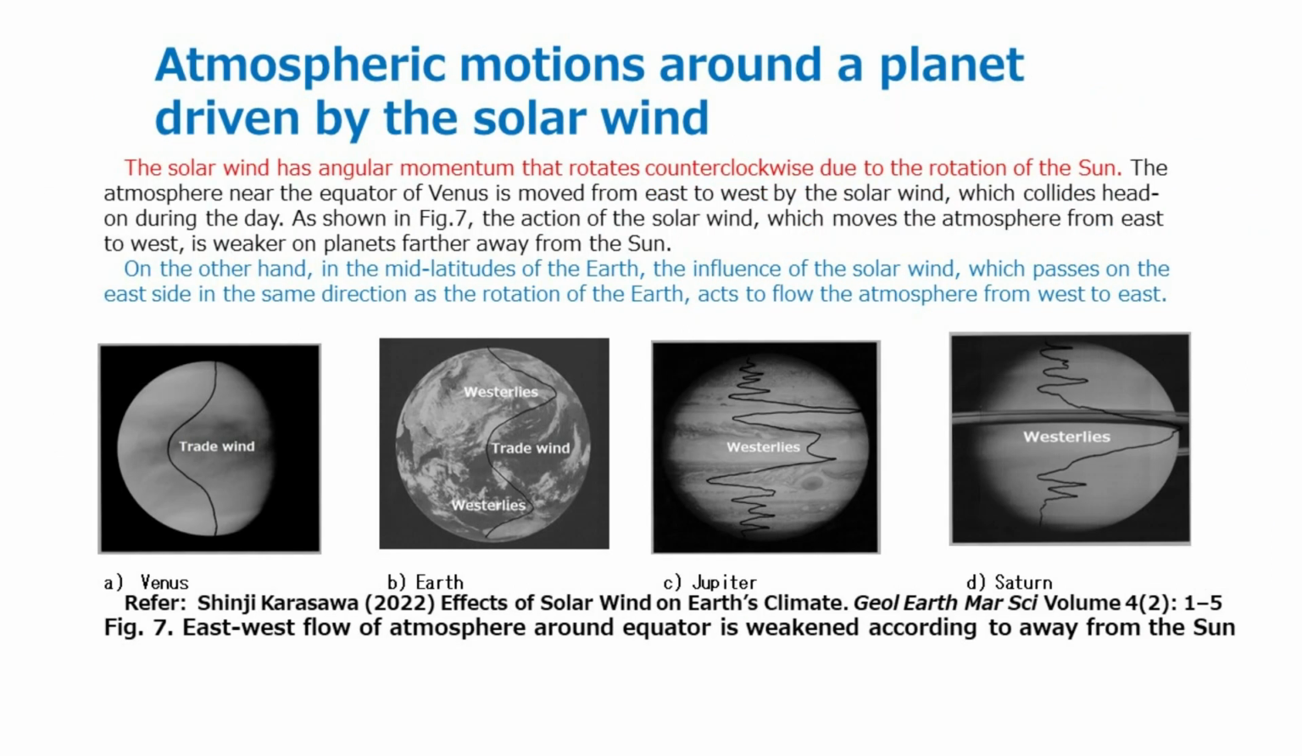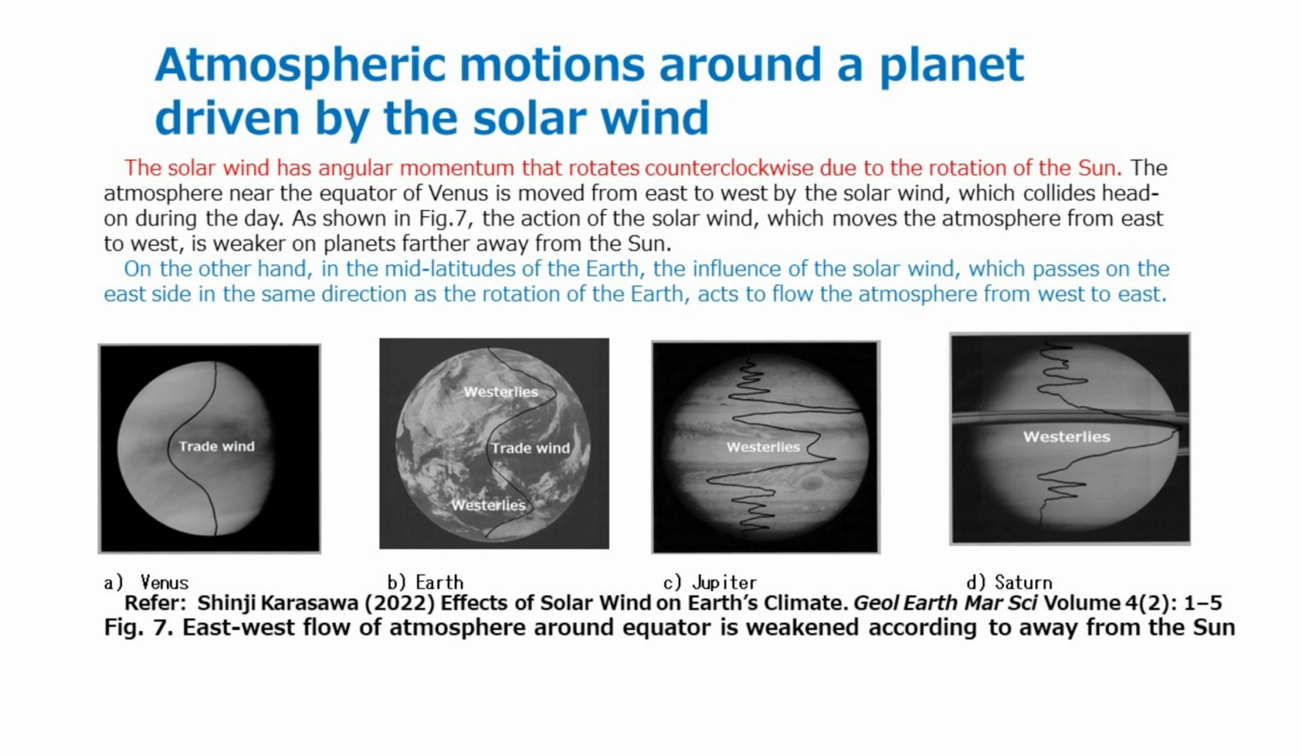Atmospheric motions around a planet driven by the solar wind. The solar wind has angular momentum that rotates counterclockwise due to the rotation of the Sun. The atmosphere near the equator of Venus is moved from east to west by the solar wind, which collides head-on during the day. As shown in Fig.